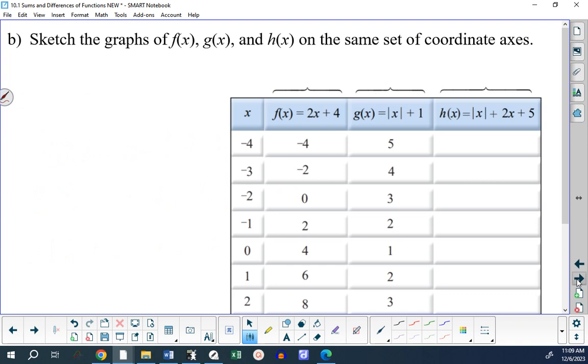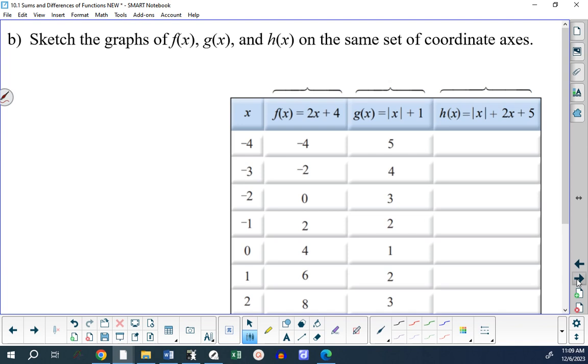Sketch the graphs of f of x, g of x, and h of x on the same set of axes. So I have filled in a table of values here, and this is not just about you constructing the graphs, and we are not using our graphing calculators. This is about listening carefully to my explanations about what's going on.